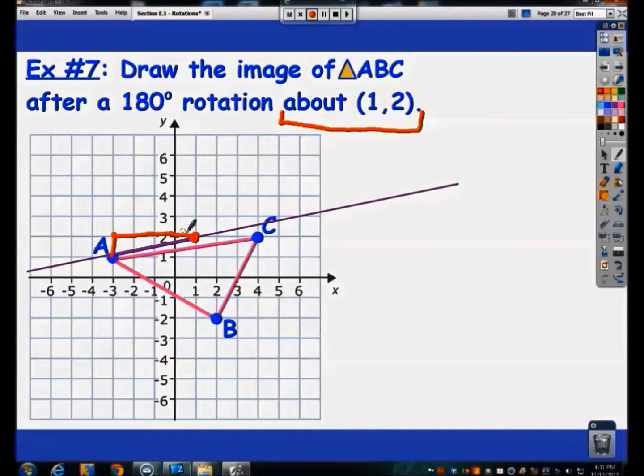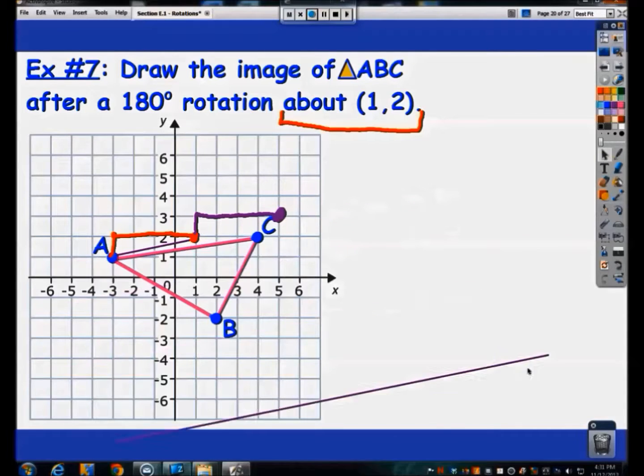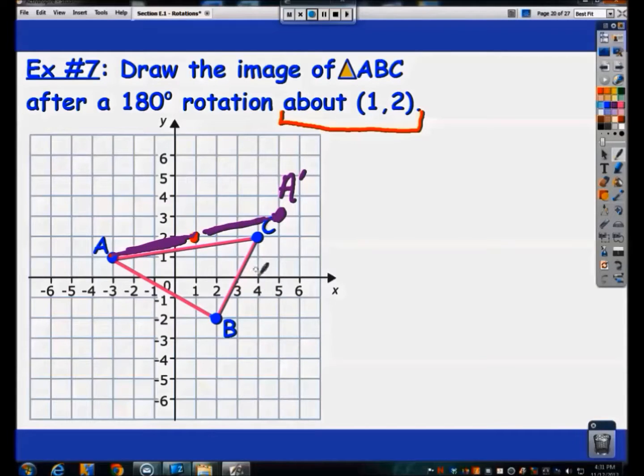Well, guess what we get to do? We get to go up and over the same thing. Up 1, over 1, 2, 3, 4. So this point right here, let's get rid of this line now, let's get rid of that piece, is going to be A prime. And again, we just use slope from A to the center of rotation, which was at (1, 2). Now if you look, does it look like this distance is the same as the distance from there to there? It does. It should be exactly the square root of 17.